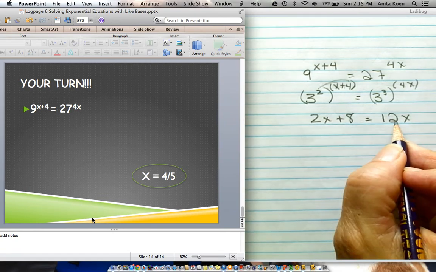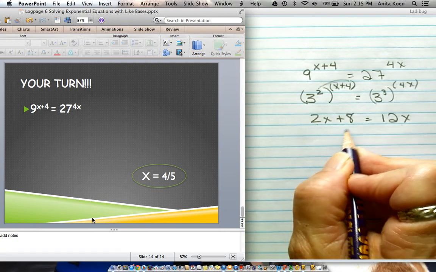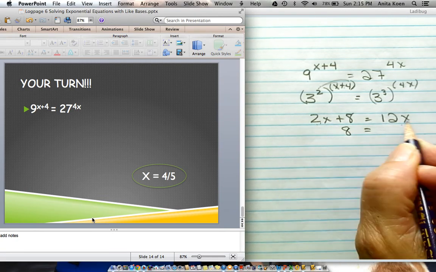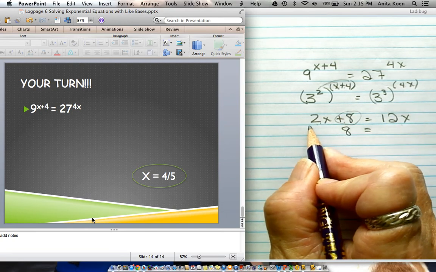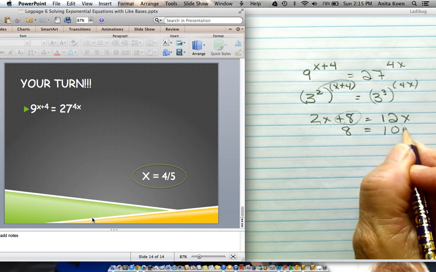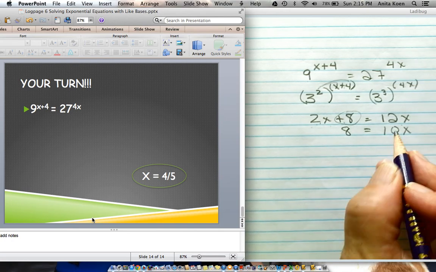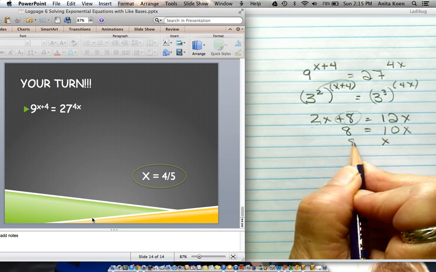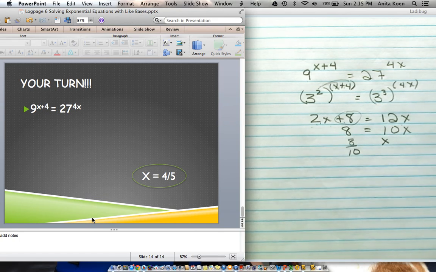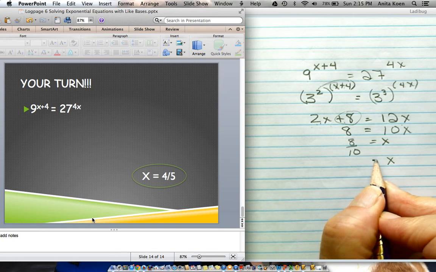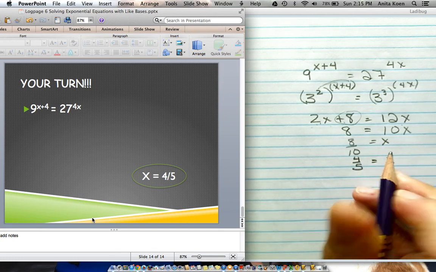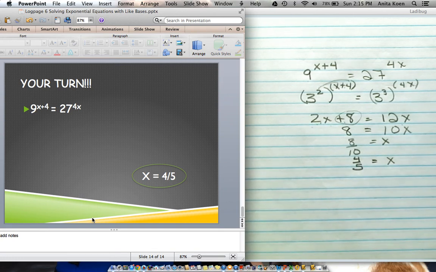All right? This time I'm going to subtract 2x from both sides because there's an x here, and the 8's on this side, so I'll just leave it there. Subtract my 2x and I get 10x equals 8. Divide both sides by 10 and I get 8 over 10, which reduces to 4 over 5. Okay, always be sure to check your answers and make sure that you're getting the right answer.